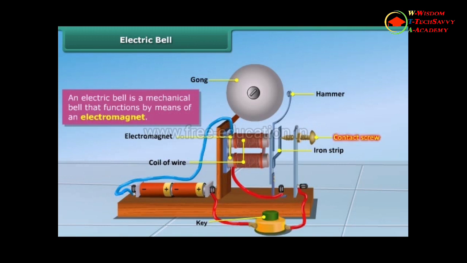There is a contact screw near the iron strip. When the iron strip is in contact with the screw, the current flows through the coil, turning it to an electromagnet. It then pulls the iron strip. In the process, the hammer at the end of the strip strikes the gong of the bell to produce sound.